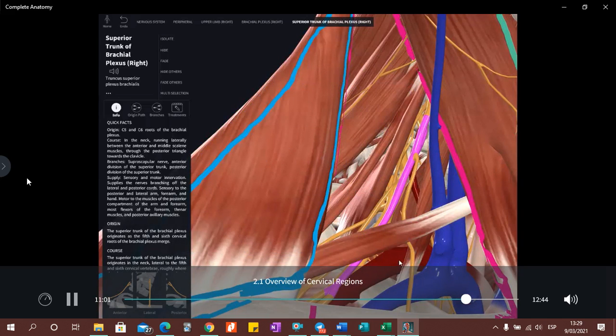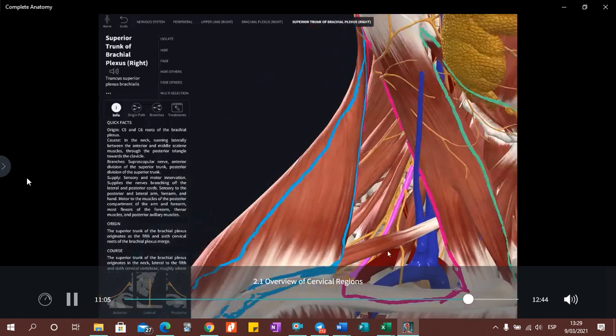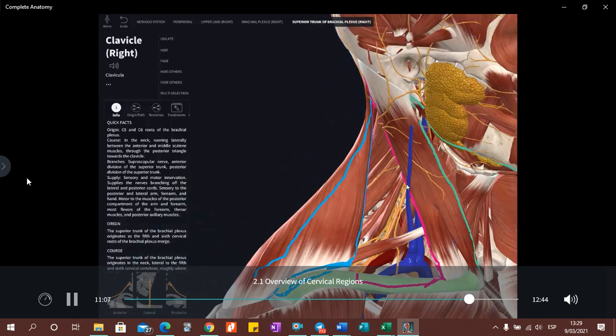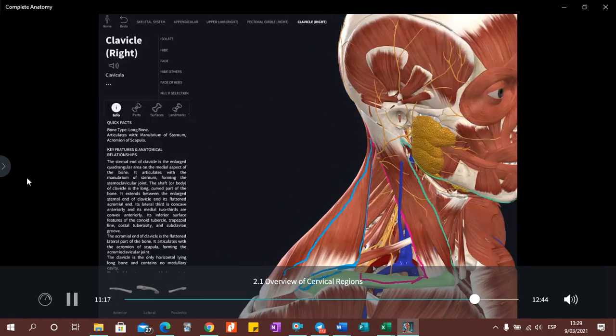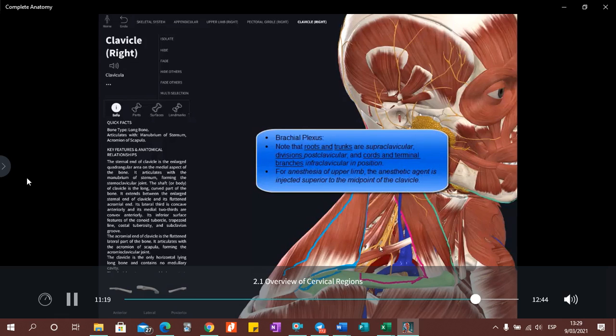One more thing about the posterior triangle in the context of the brachial plexus, we should note that the roots and trunks are above the clavicle, so they are supraclavicular, whereas the divisions are postclavicular, and the cords and terminal branches are infraclavicular in position. So for anesthesia purposes, you can target the brachial plexus and inject an anesthetic superior to the midpoint of the clavicle, and you could do a supraclavicular brachial plexus block.